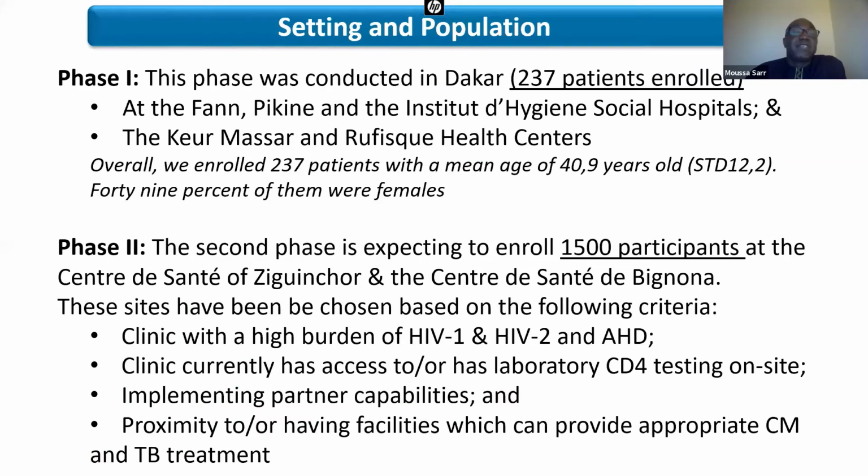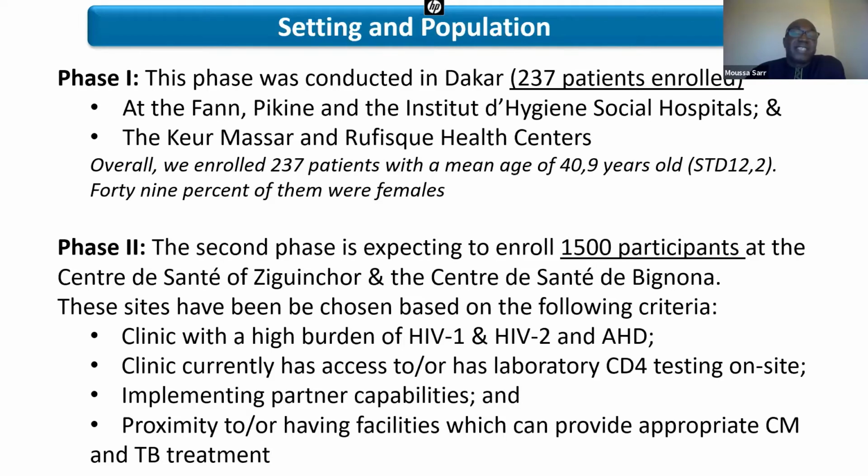Phase one, as I mentioned earlier, is currently finalized. It was conducted in Dakar with 237 patients in the Fann, Pikine, and Institut d'Hygiène Sociale hospitals and the health centers of Keur Massar and Rufisque, which are all in Dakar or the outskirts of Dakar. Overall, we have 237 patients enrolled with a mean age of 41 years old, and approximately half of those patients, 49%, were female.